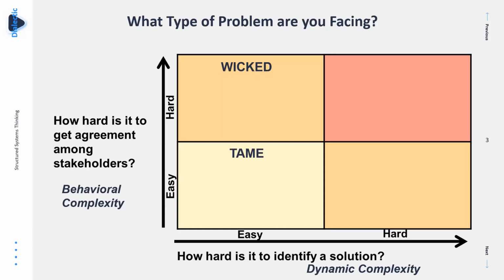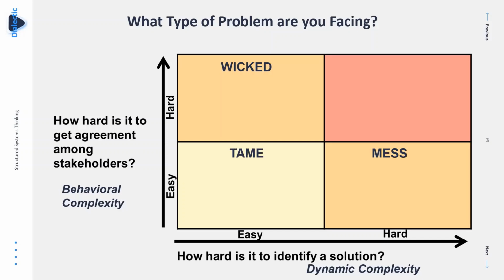These are wicked problems. If you increase the dynamic complexity, but keep low behavioral complexity, we call that a mess, or a messy problem. It's kind of like a bowl of spaghetti. All these noodles are dumped in a bowl together, and you can't figure out where one strand starts and the other ends. It's all interlocking and really hard to untangle.